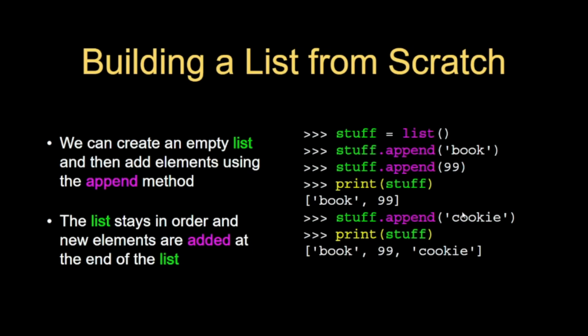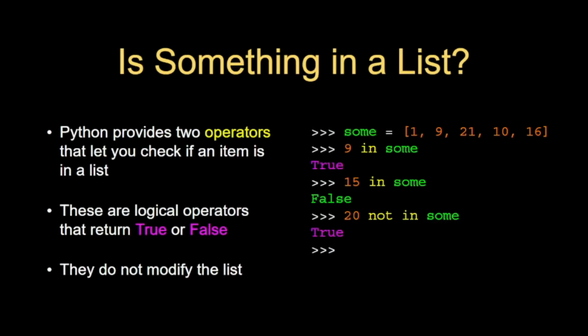Okay, so book 99 and cookie. So this is how you can build a list from scratch. That means the elements are always added in order, and the elements are added from the end of the list. Okay, now, is something in the list? In this slide we're going to learn how to check if a specific element is present in the list or not.